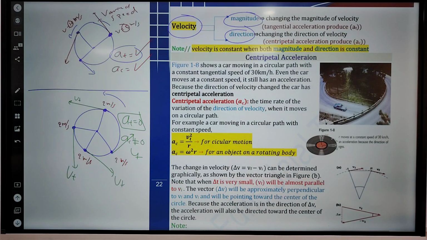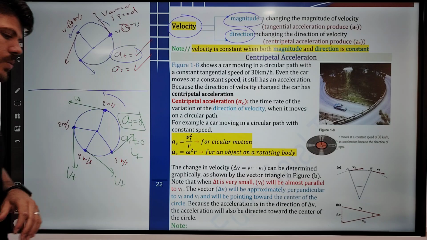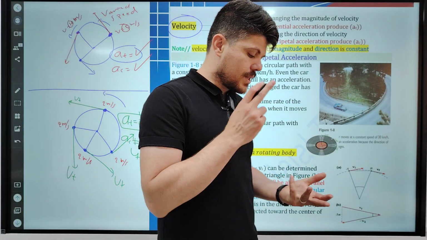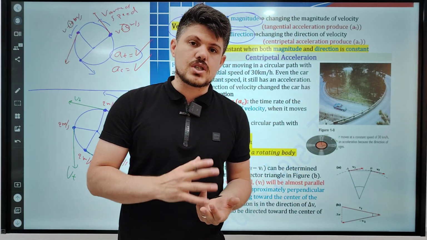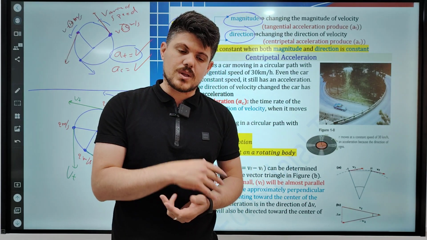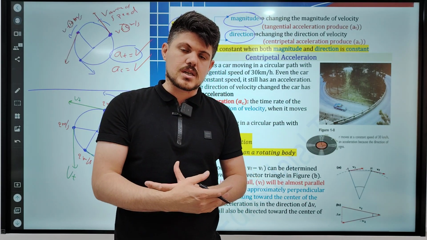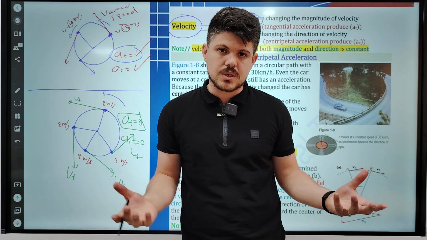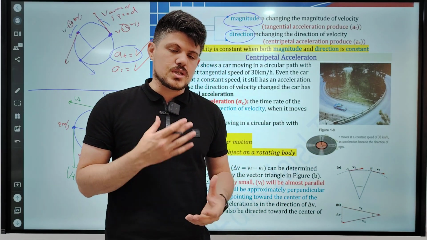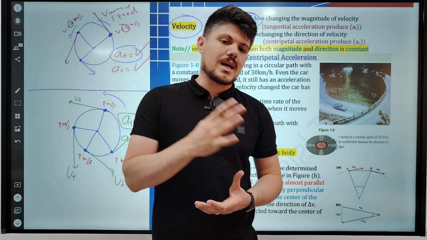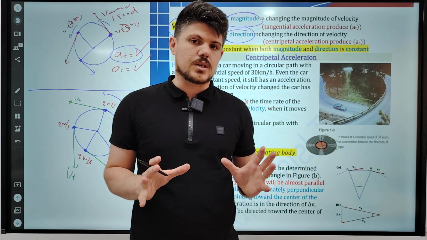Okay, so that is why the object has centripetal acceleration. So we can conclude that the tangential acceleration is produced by changing the magnitude of the velocity. When the magnitude of the velocity changes, such as in non-uniform circular motion, the tangential acceleration is produced. And also the object has centripetal acceleration.